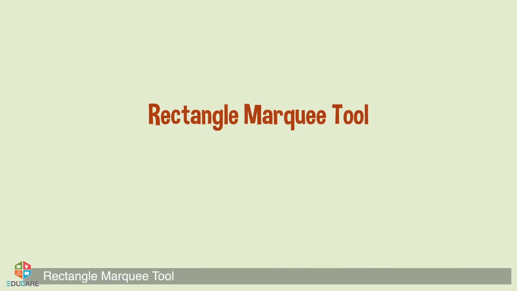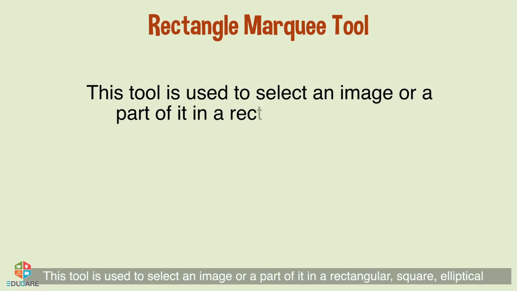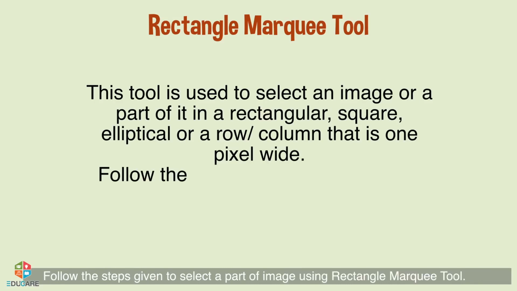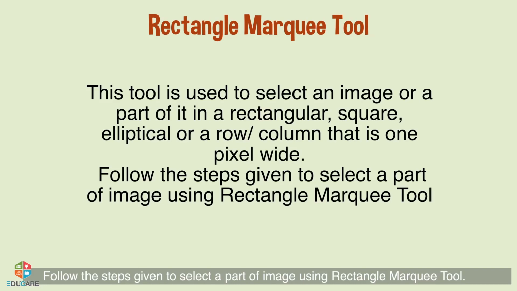Rectangle Marquee tool. This tool is used to select an image or a part of it in a rectangular, square, elliptical, or a row or column that is 1 pixel wide. Follow the steps given to select a part of an image using the Rectangle Marquee tool.